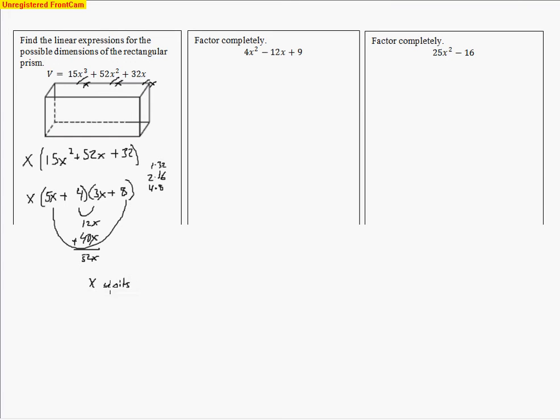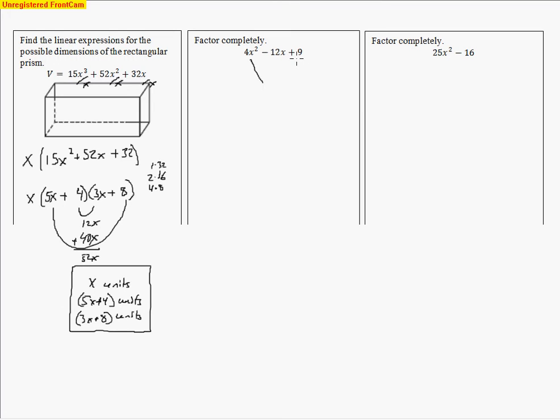So when we write this answer, since they want the dimensions, x units. We'll go 5x plus 4 units. Put some parentheses around there to show that that is one number. And the last one was 3x plus 8. And then I'll put some parentheses around there and then units off to the side. So those are the dimensions of that rectangular prism. Let's take a look at the next one.